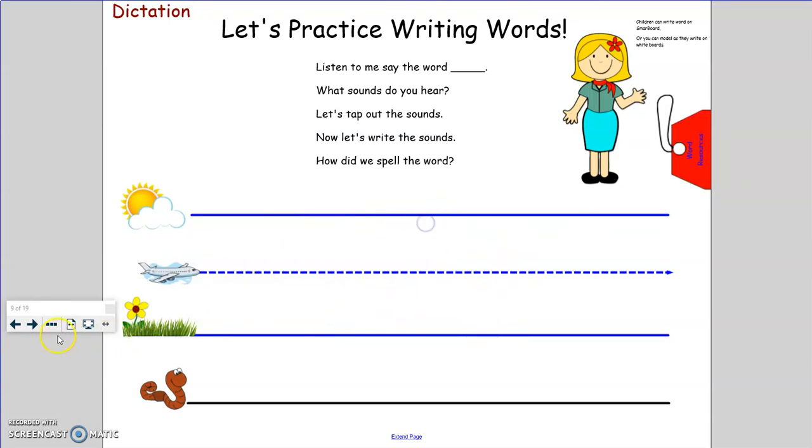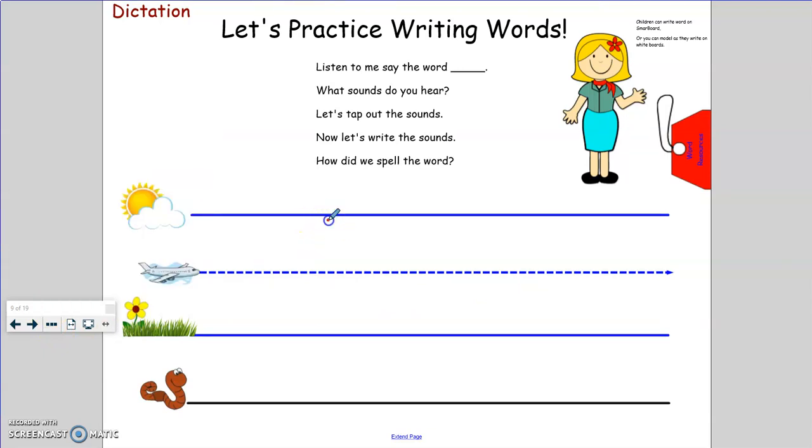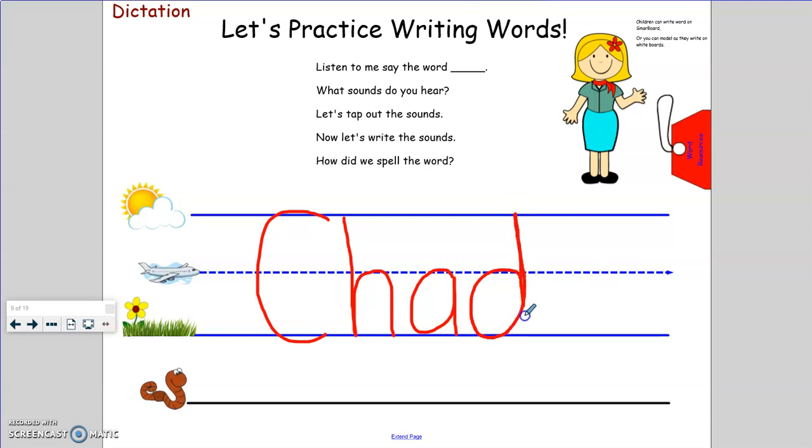Let's try one more name. Okay. This one has a digraph at the beginning. So it has the CH digraph at the beginning. And this is a boy or a man's name. Okay, let's put our tappers up. Chad. Very good. Chad is a boy's name. And Chad has a digraph at the beginning. And I made sure that the C was capital because I know that all names need to be capital. Great job.